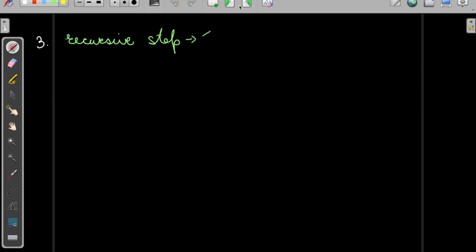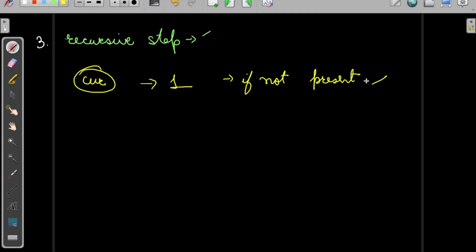Okay. Now the next case, which is the recursive step. Suppose the first current character is curr. We would try to find the current character. If the current character is not present, then the answer would be 1. But if it is present, we would try to find the position of it. And if we are able to find the position, we would include or we would exclude it, and in both conditions, we would take the minimum of them.